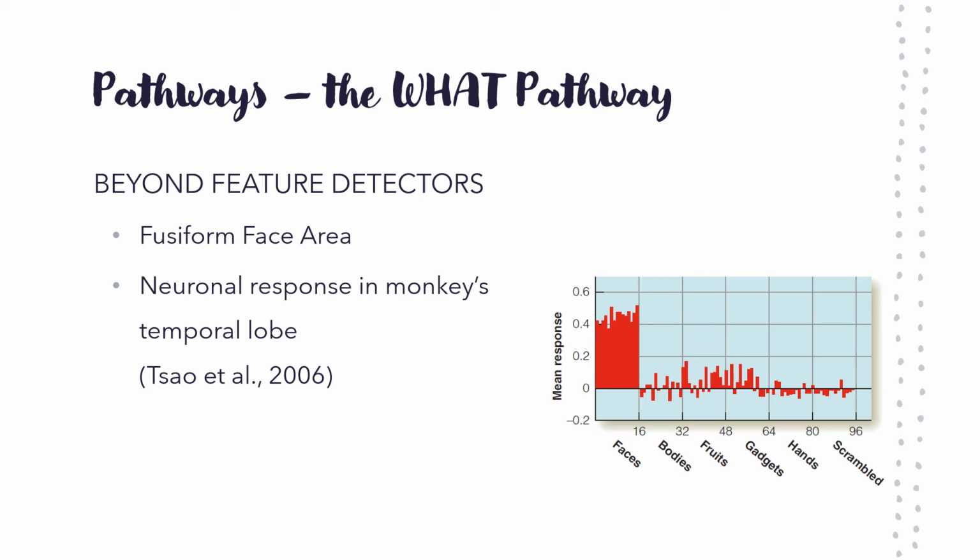Tsao et al. in 2006 did another study where they started talking about this fusiform face area, but really for the monkeys, this was the inferotemporal cortex. This was in their temporal lobes. It was a bit larger of a region for monkeys, where they were giving them pictures of faces. They also took those non-face pictures and broke them into categories, and you can see that there's really not much neural response for any specific category, whether it's bodies, fruits, gadgets, hands, or scrambled. Really, those neurons are responding to faces.